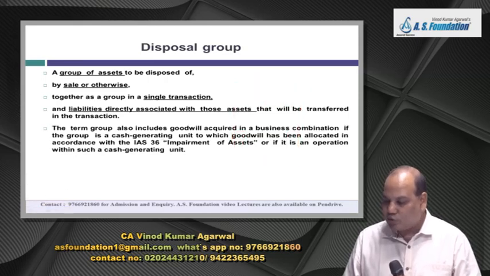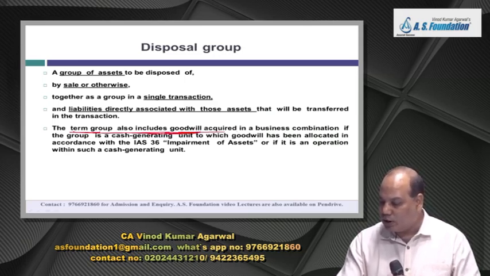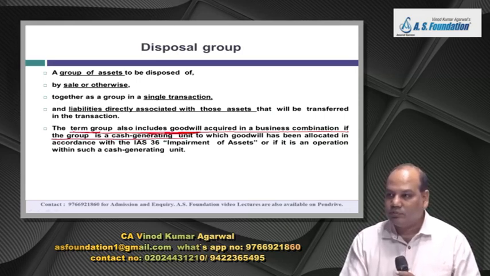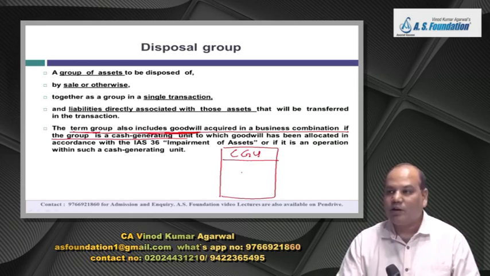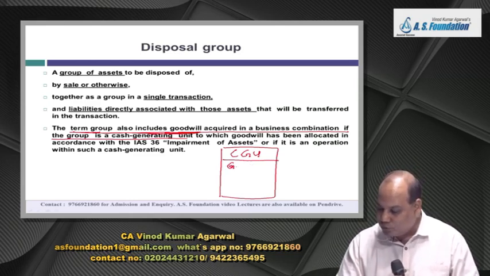The term group also includes goodwill. Underline. In one or two questions we are going to discuss, goodwill is also given. So this particular group of assets may include a goodwill acquired in a business combination if the group is a cash generating unit. If this group of assets is a cash generating unit, we have discussed cash generating unit, which generates independent cash flow. And this CGU was acquired in a business combination. So therefore you might have paid for goodwill also. And it meets the definition of disposal group.